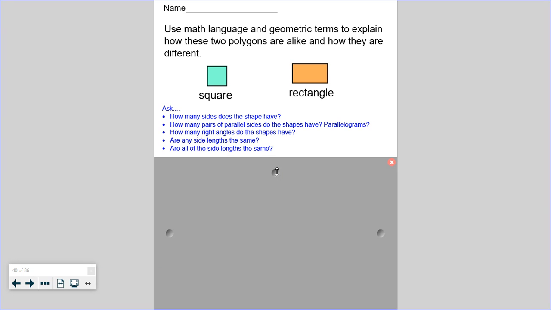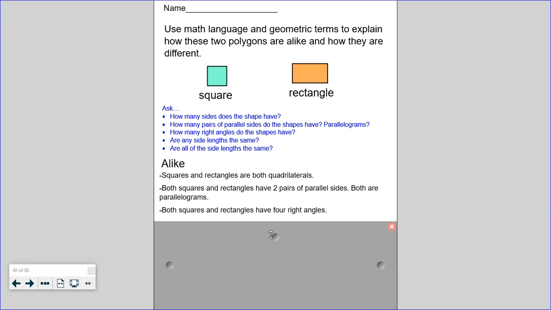Okay, let's see what we've got here. So how are they alike? Well, squares and rectangles are both quadrilaterals. They both have four sides. Both squares and rectangles have two pairs of parallel sides, so they're both parallelograms. And both squares and rectangles have four right angles.